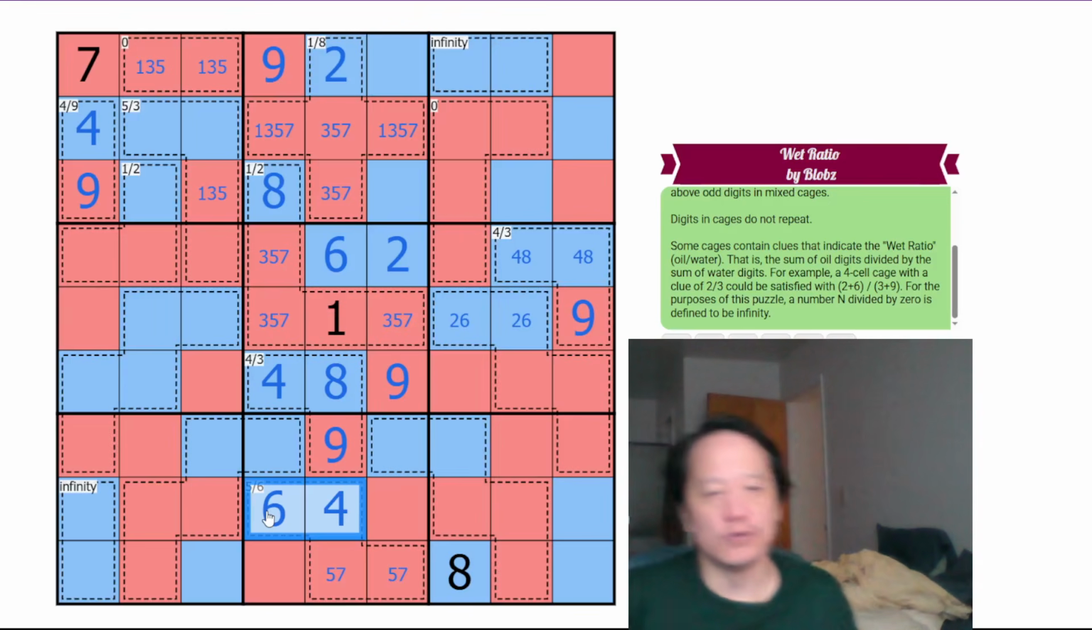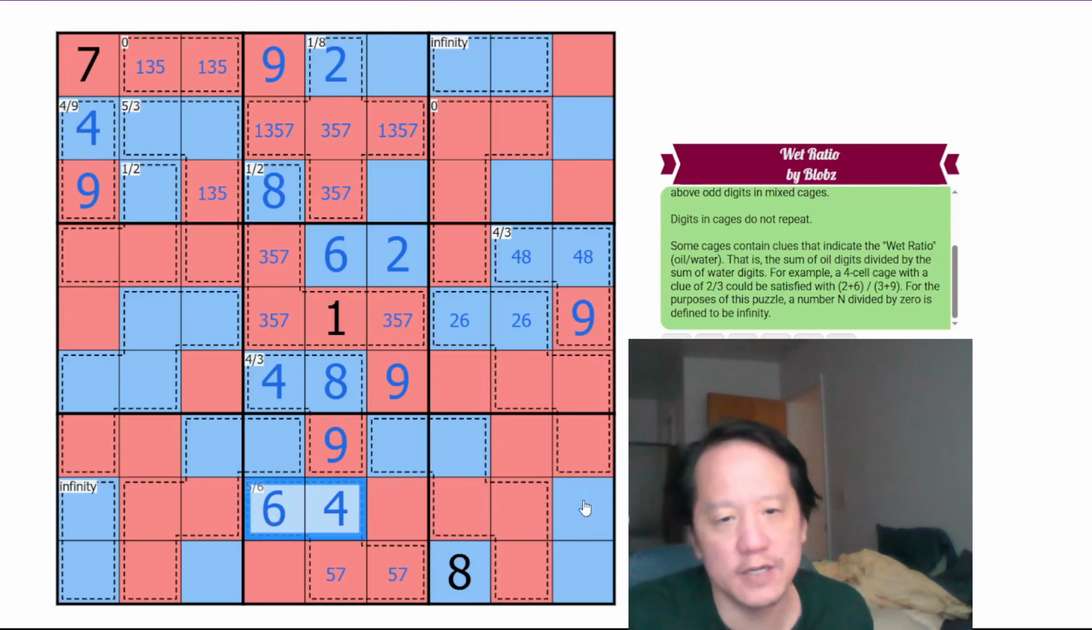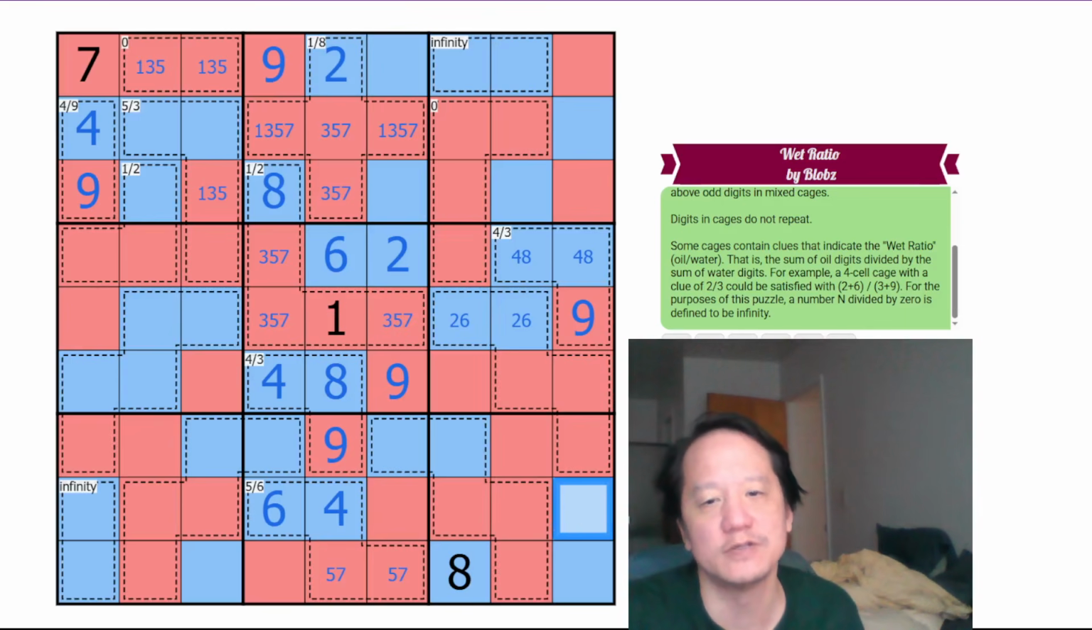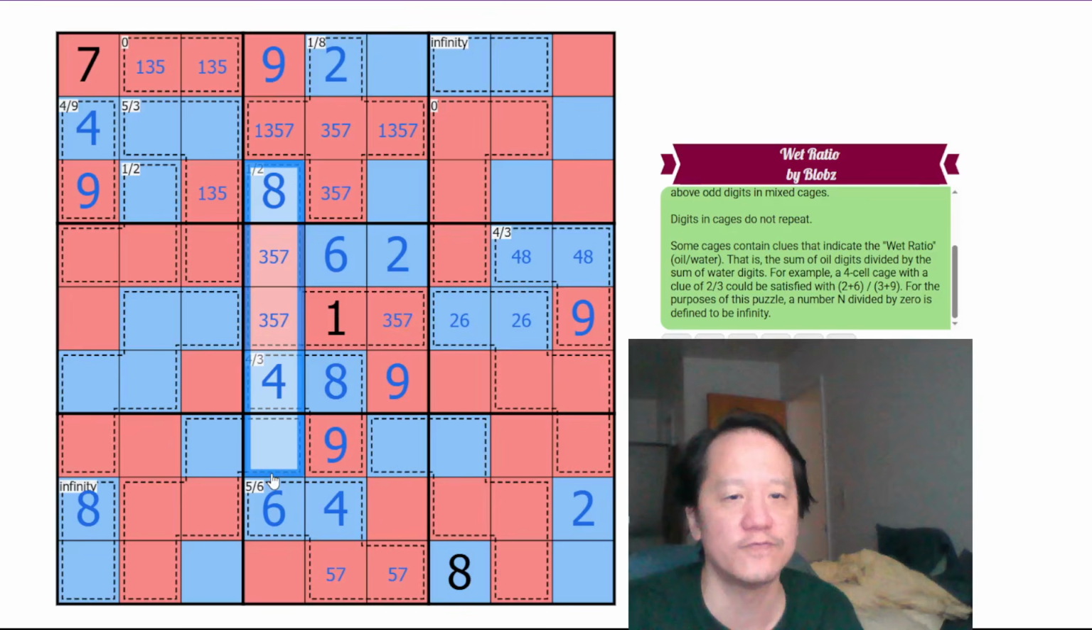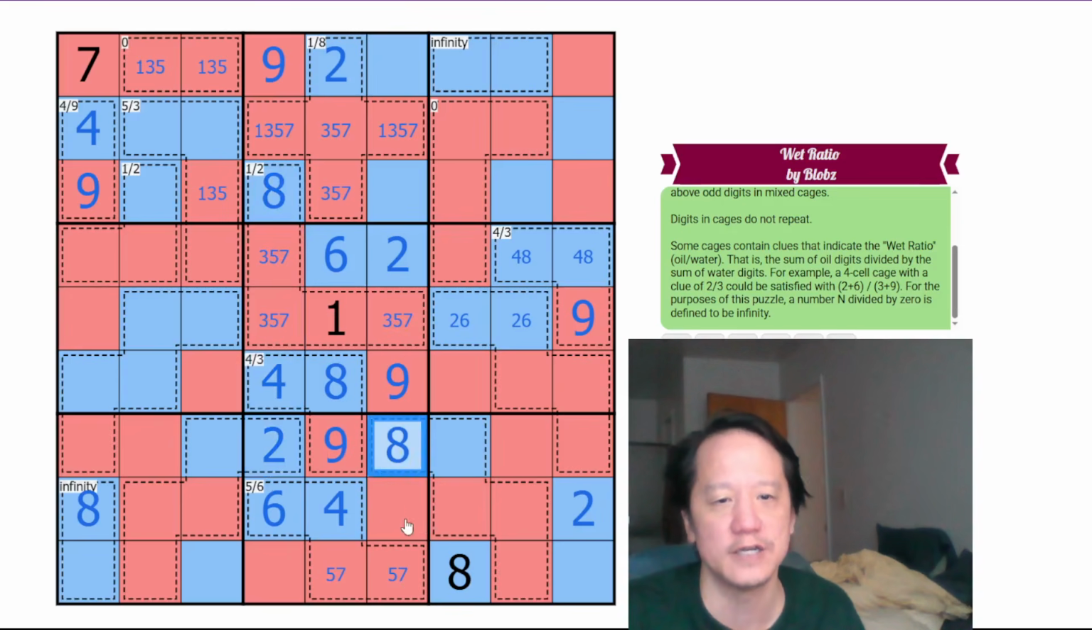Remaining digits in row 8 are 2 and 8. This can't be 8 because of 8 in the box. So this is 2, that's 8. That leaves this as a 2-8 pair here. This can't be 4, 6, or 8. It's 2. That makes that 8 there.